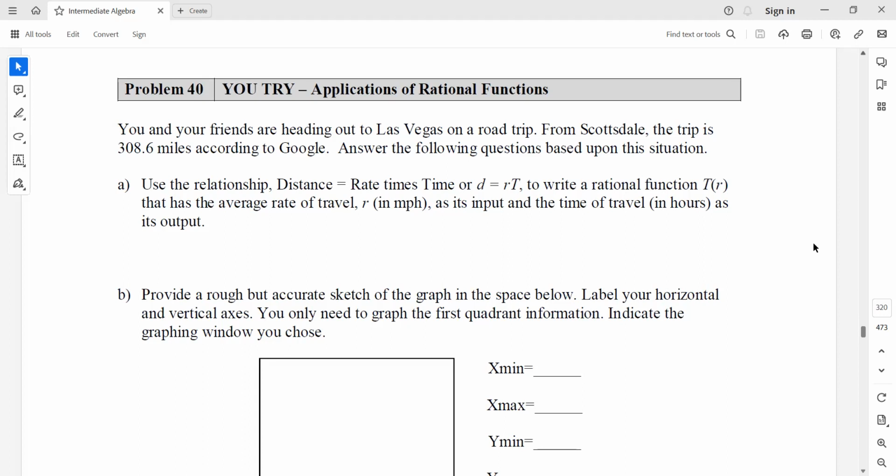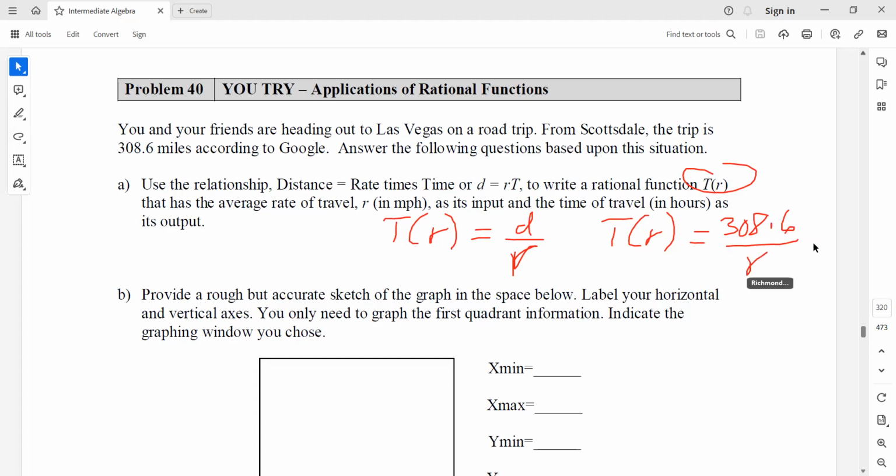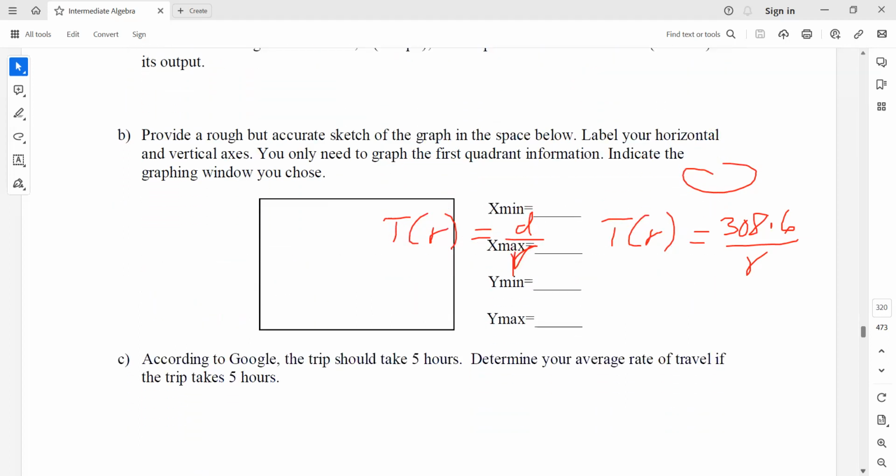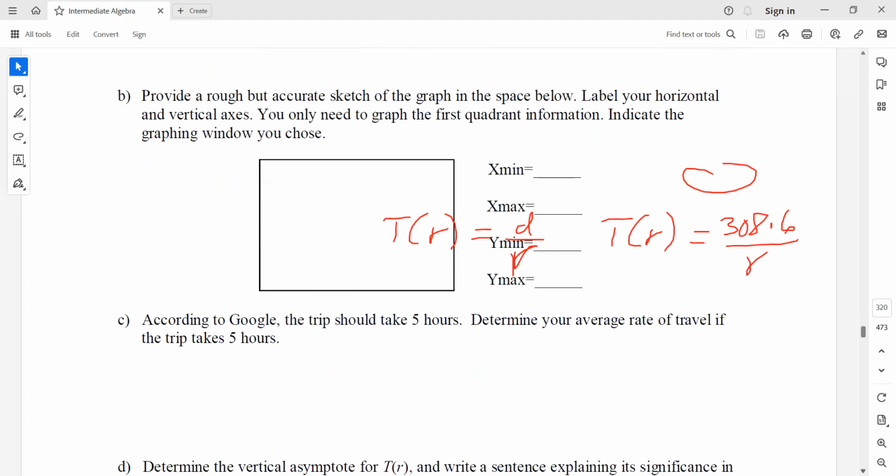So I'm going to do the same thing. So T of R is going to be distance over R. So T of R is going to be 308.6 over R. And then you sketch your graph according to the calculator, okay? All right. According to Google, the trip should take 5 hours. So time is 5 hours. What is your rate going to be?